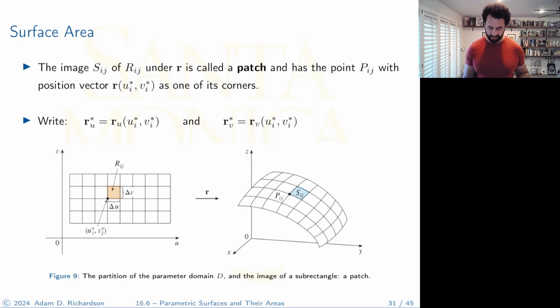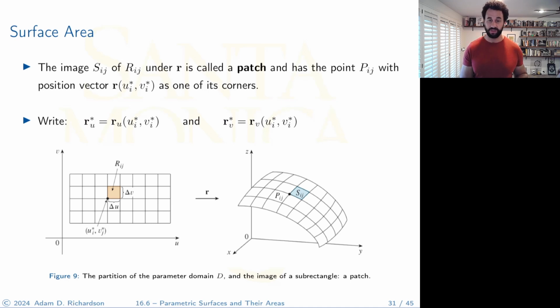Okay, so then we're going to compute the partial derivatives of r at this point. We're going to call this partial derivative r sub u star, the partial derivative of r with respect to u at this corner. Same thing, r sub v star is the partial derivative of r with respect to v at this point, just for ease of notation.